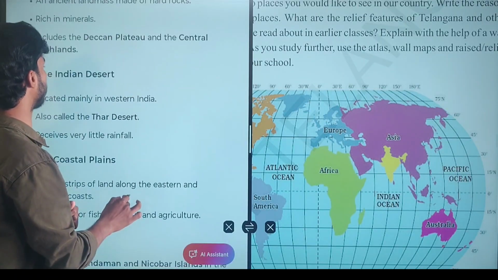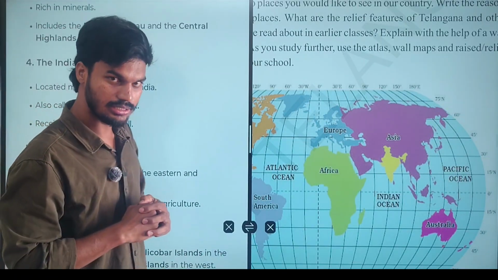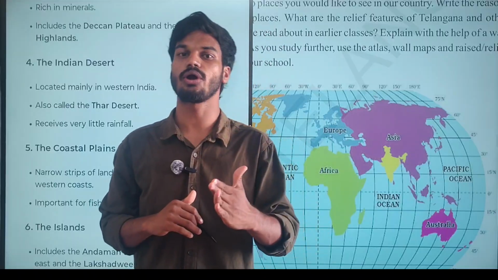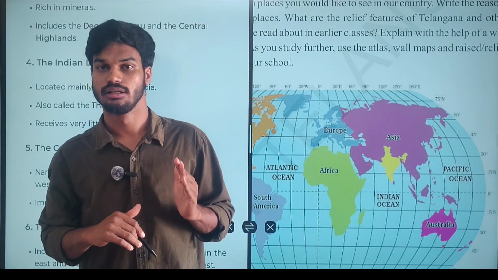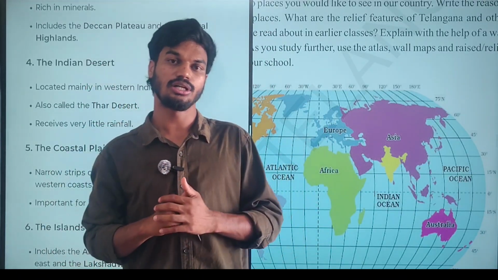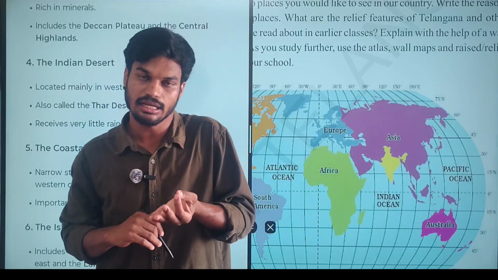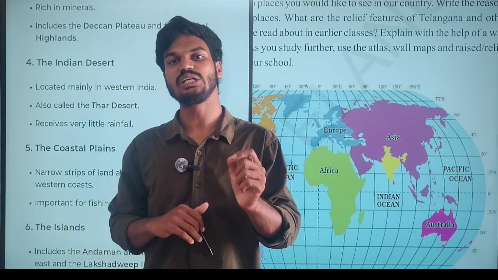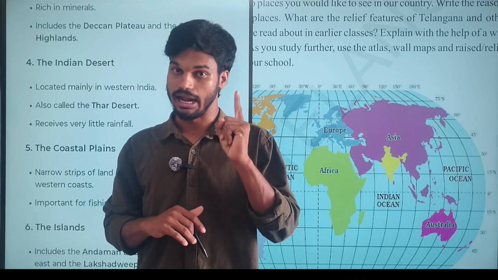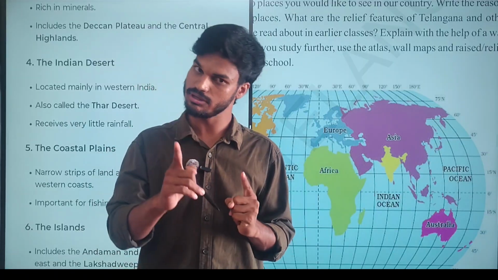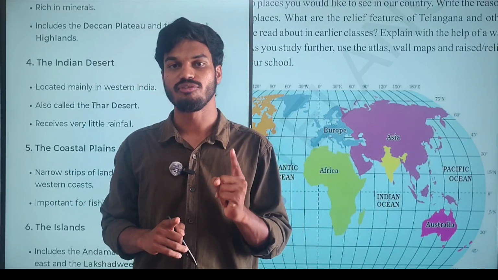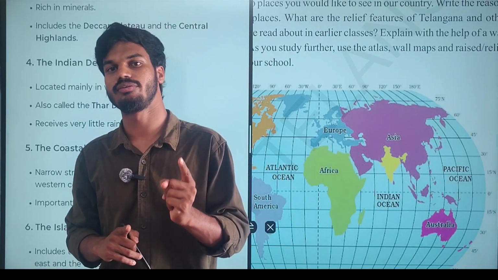Next, coming to the desert. In our India, the desert is known as the Thar Desert, which is situated in the state of Rajasthan. The desert is covered by sandy area. Majorly a desert, it receives a small amount of rainfall, as well as less vegetation being found there.